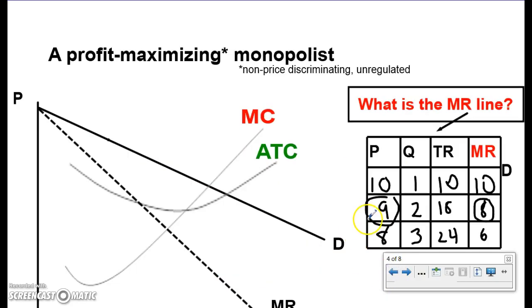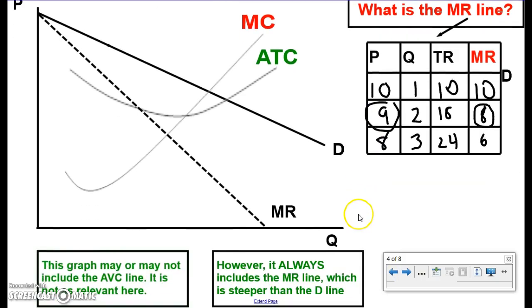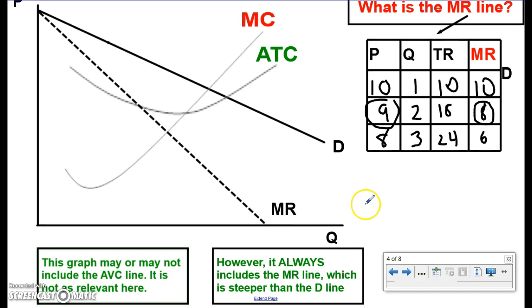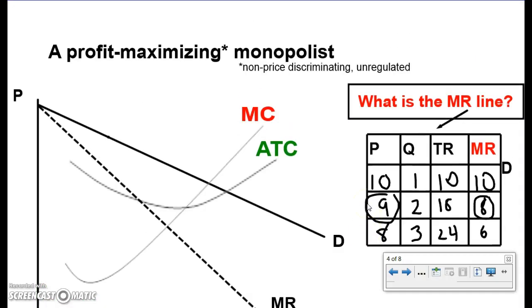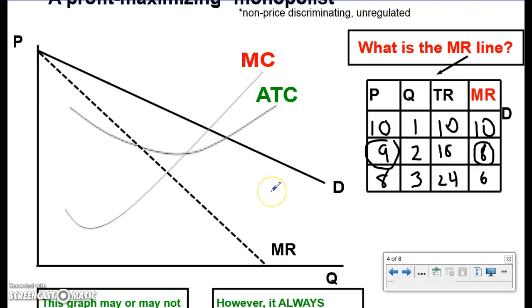Okay, let's go back to this graph for just a moment because this one's better for understanding the monopolist behavior. At the bottom here, it just says this graph may or may not include the ATC line. It always includes the marginal revenue line. We don't really need to see that. What we want to see is what decision does this monopolist make? How much output will this monopolist produce, and what will they charge for it?